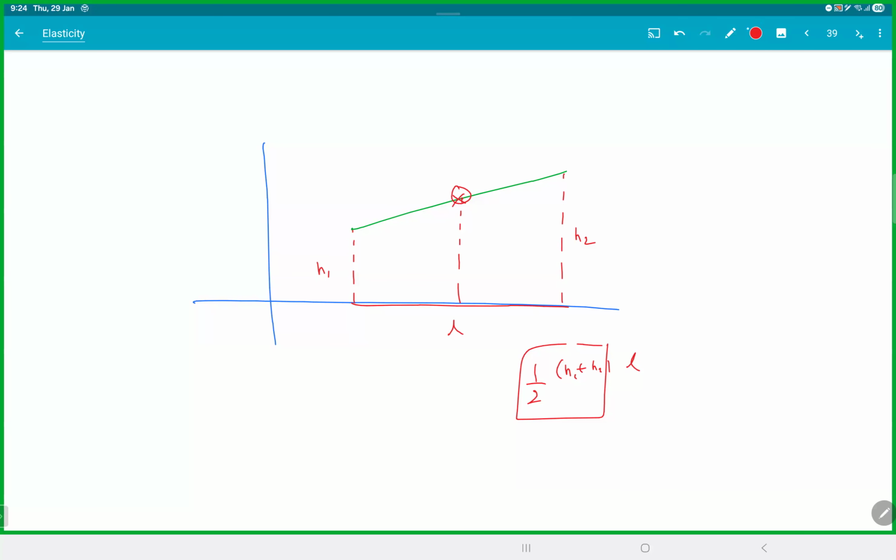This works only for linear functions. Suppose it is a curve like this, you can't do it. So whenever you have linear functions, you can take the average and finish it off. It works.